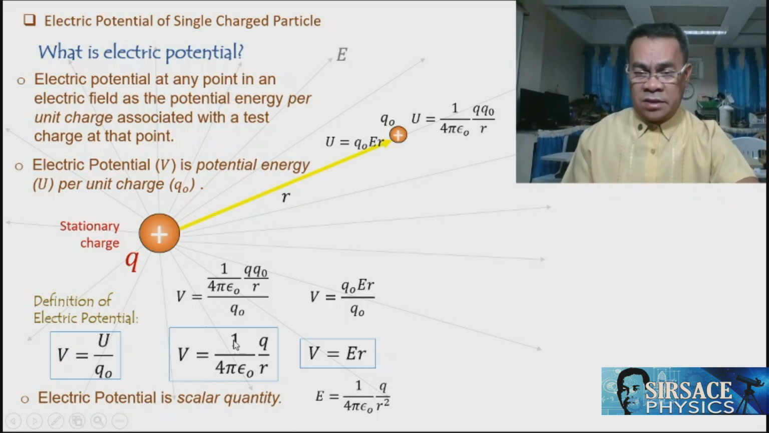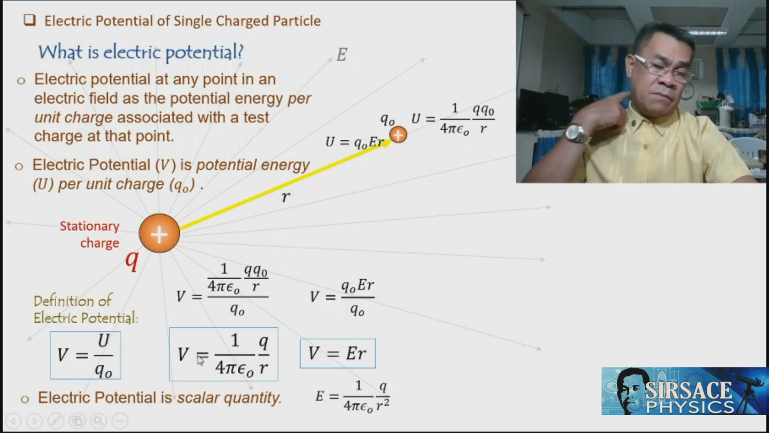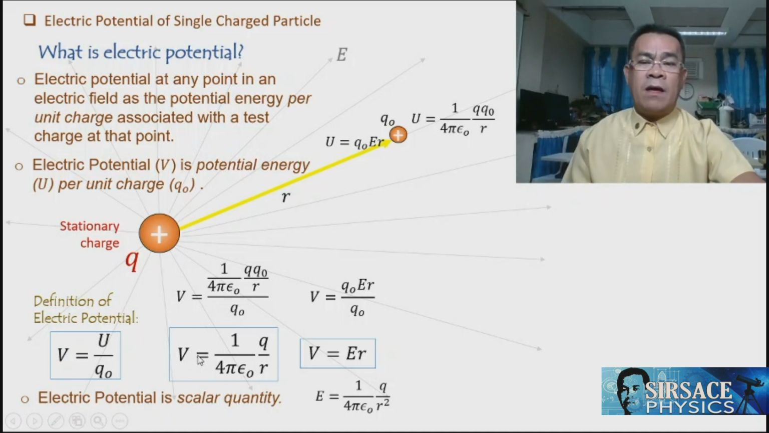The answer is, look at the formula. If the charge is positive, then the electric potential is positive, which means that if the charge dominates the positive value, then this is positive. If this is negative, this is also negative. Okay, so no problem with regards to positive and negative. What about zero? How can we say that the potential is zero? Okay, now take note the charge is always present.